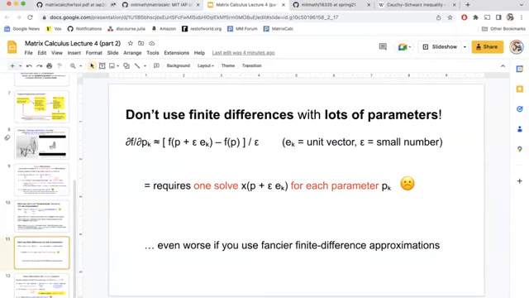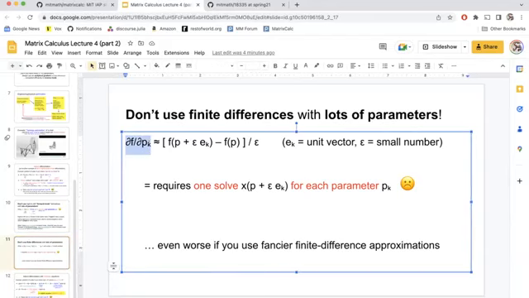So finite differences, if you have lots of parameters, it's also just as bad, right? Imagine you're using finite differences, you're going to approximate your partial derivative with respect to each parameter. You take each parameter, you take f, and you perturb each parameter by epsilon, say. Think of e_k here as the unit vector in the direction of p_k. So you perturb it by epsilon in the kth direction, you subtract f(p), divided by epsilon. That gives you one partial derivative.